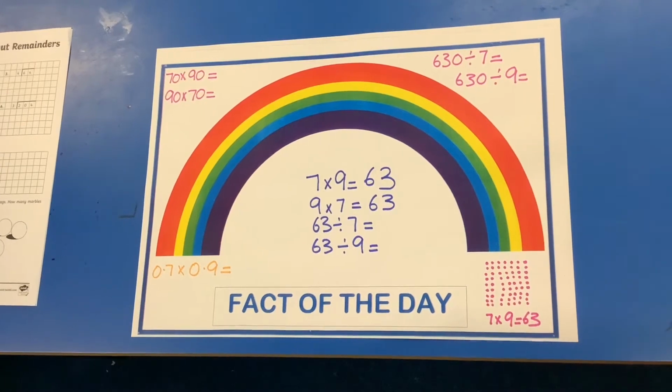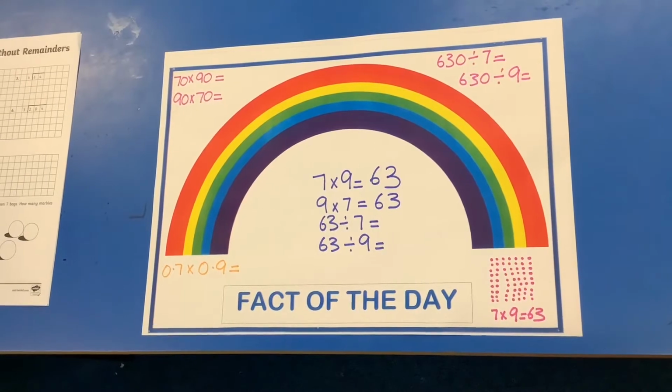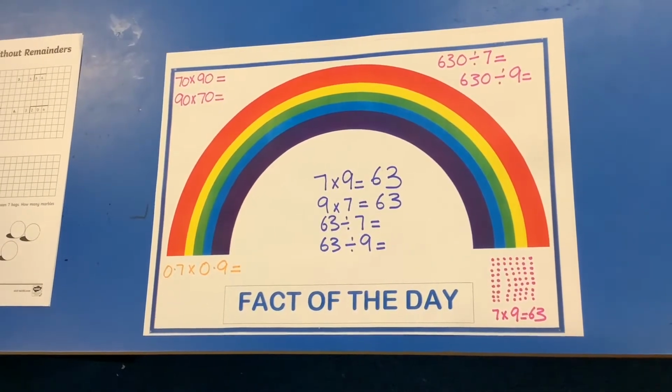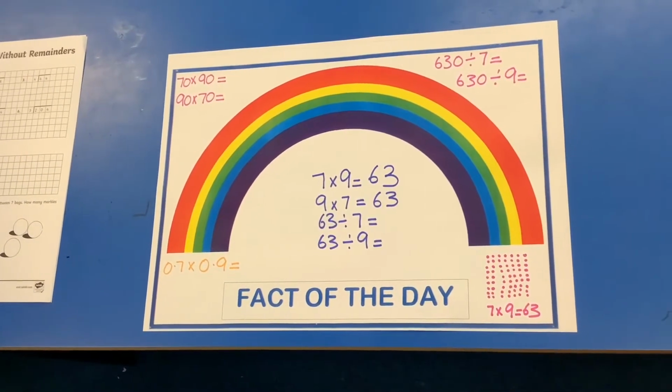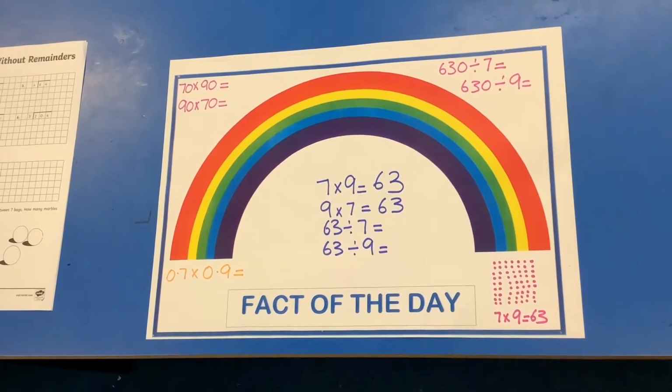So here's today's Master of Maths Facts. It's 7 times 9 equals 63. What else do you know? I've put some questions on the sheet for you. What else do you know? If you know those facts, what can you apply them to?